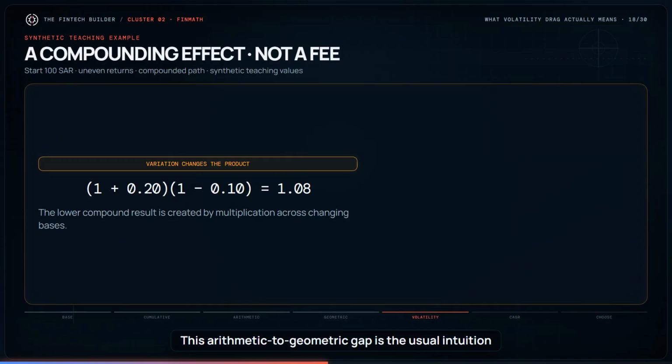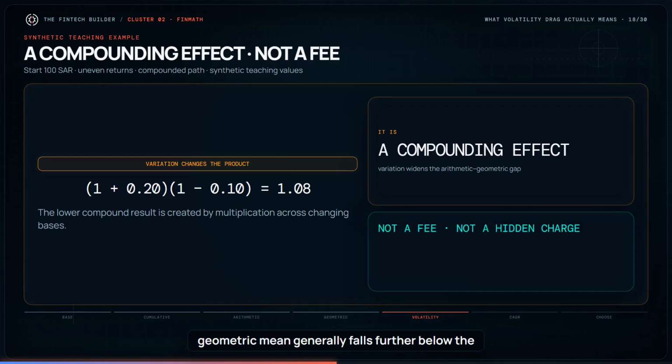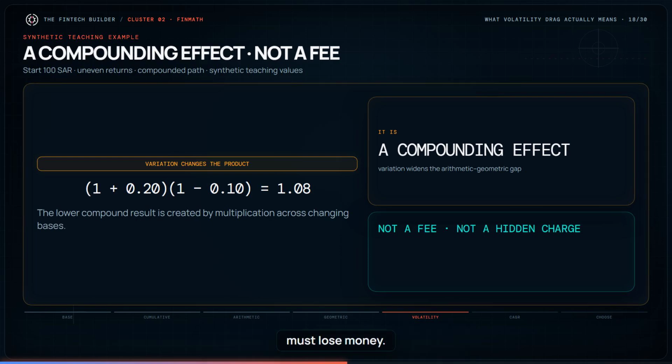This arithmetic to geometric gap is the usual intuition behind volatility drag. As comparable period returns become more dispersed, the geometric mean generally falls further below the arithmetic mean. But volatility drag is not a fee. It is not the same number as volatility. It is not automatically the cumulative loss. And it does not predict that an investment must lose money. It describes how variability interacts with multiplicative compounding.